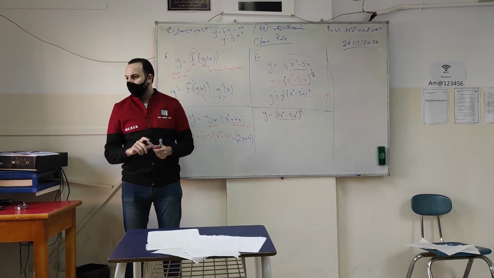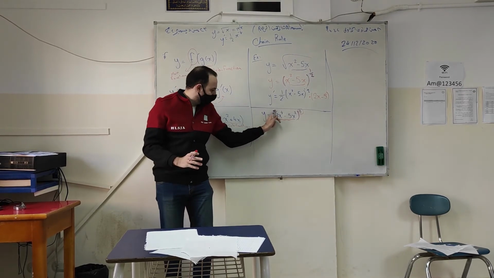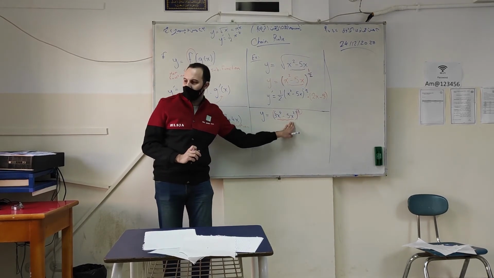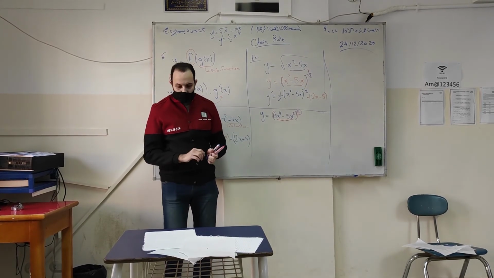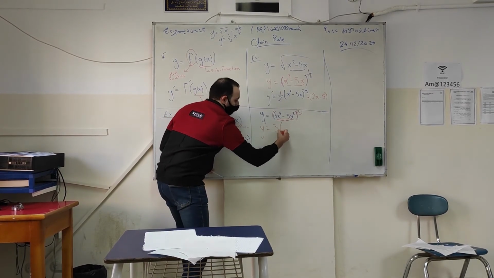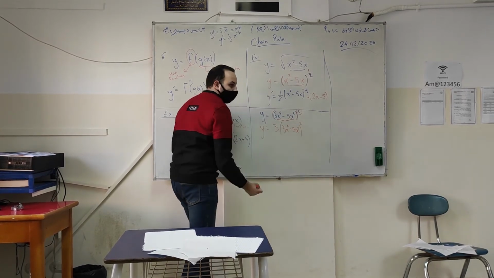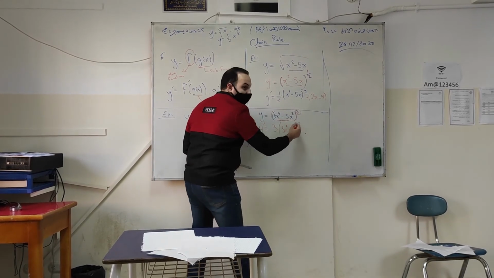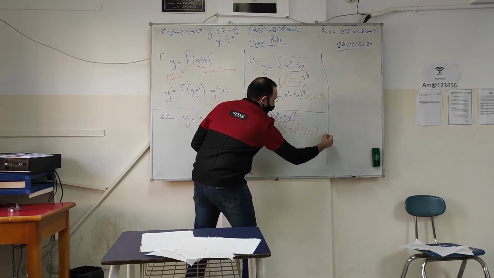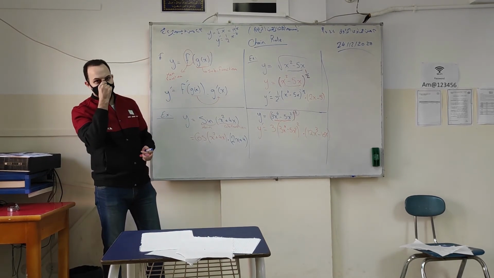Again, where is the function? Where is the subfunction? The function is the bracket power 3. It means inside it is the subfunction, which is 3x to the power 4 minus 5x. Now how can we differentiate this? 3 and the brackets power 2, and then times the derivative of this function, which is 12x to the power 3 minus 10x. You got this? Okay.